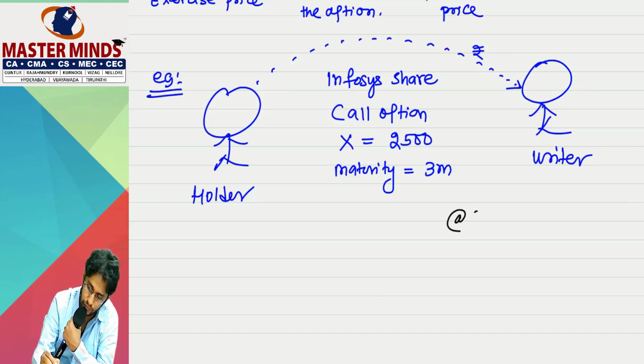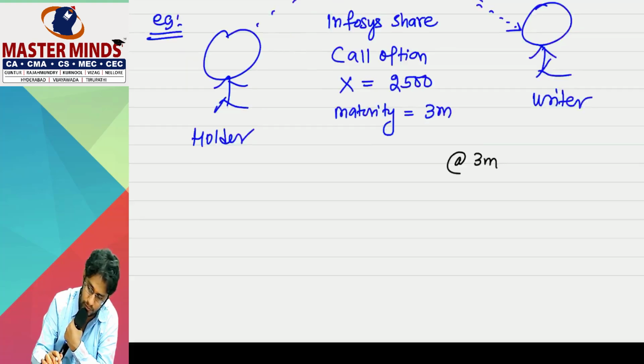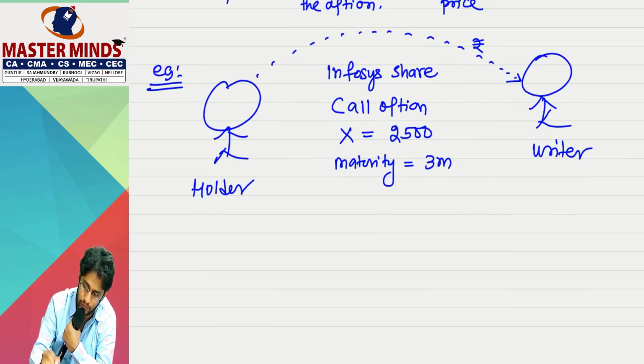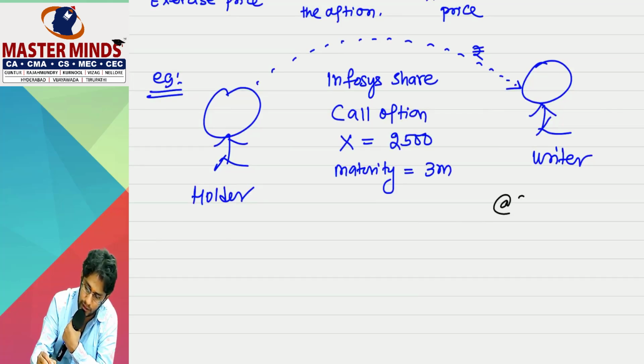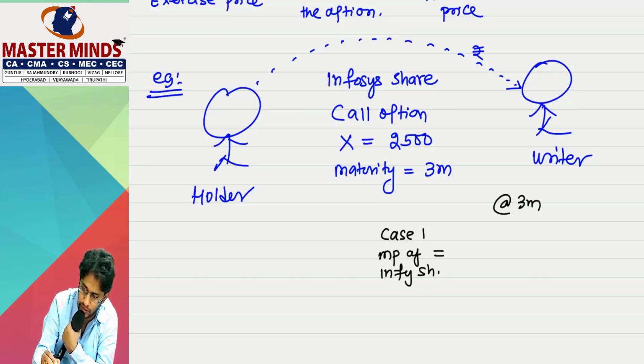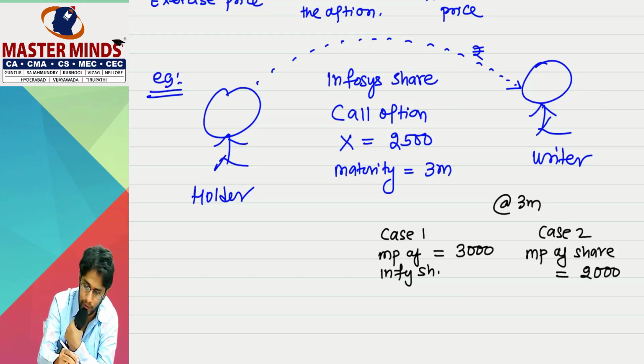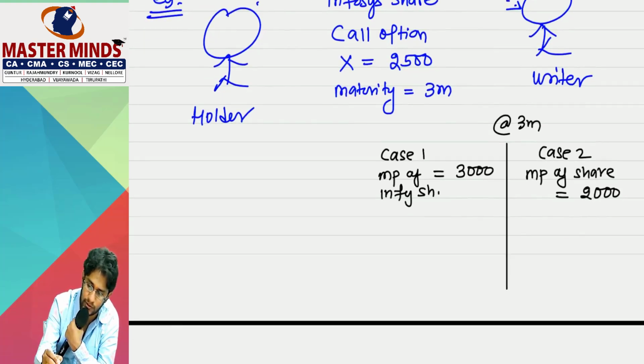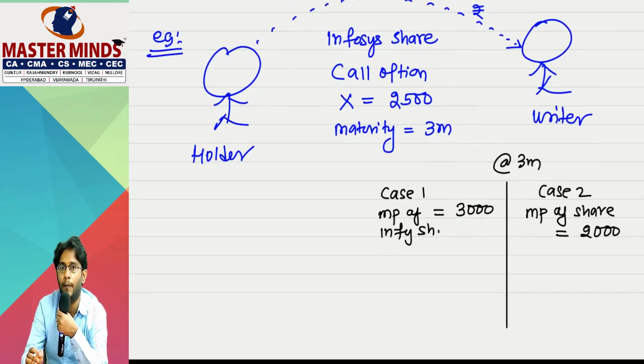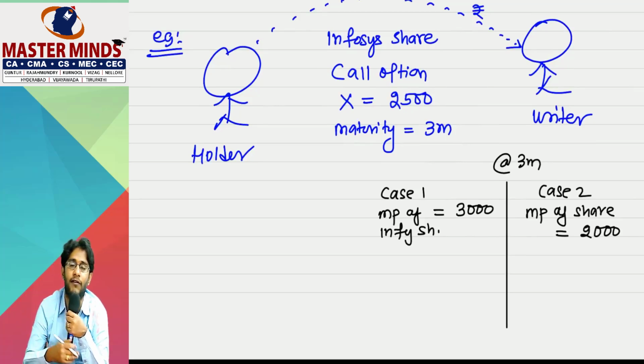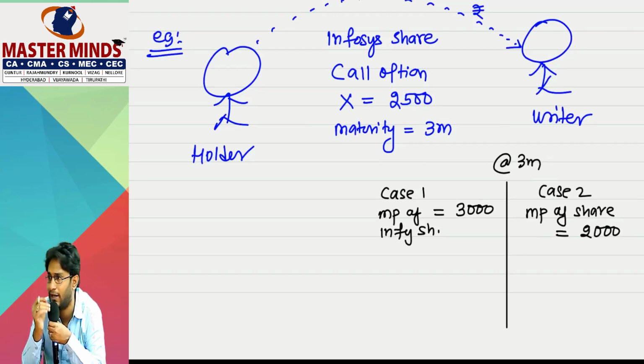So at 3 months time, I'm taking the next page, so it will be easy for you to analyze. At 3 months time, case 1, market price of Infosys share is 3000. Case 2, market price of Infosys share is 2000. One by one we will do case 1 and case 2 separately. Tell me, sir, case 1, market rate is 3000. As a holder, I have a right to buy the share at 2500. Will I exercise or lapse?